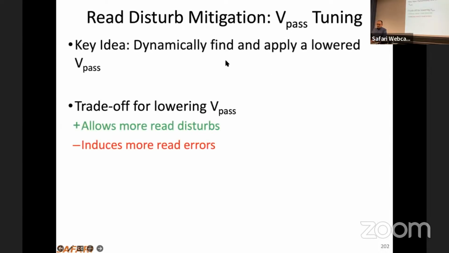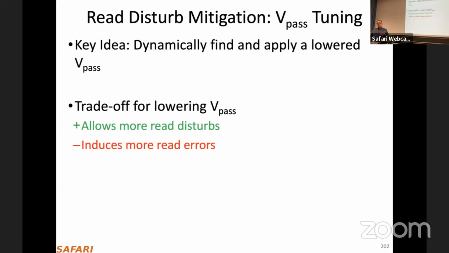Of course, there is a trade-off here. When you lower VPass, you allow more read disturbs, so you can actually tolerate more read disturbs, which is good. But that can also induce more read errors because now you reduce VPass. The reason that VPass is set high is because of a guard band, essentially.